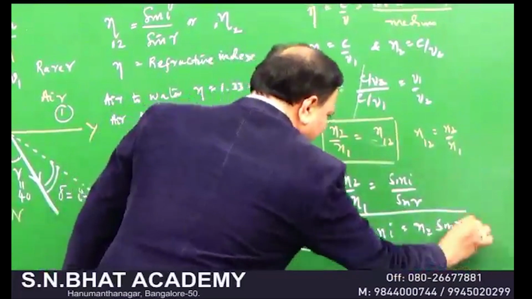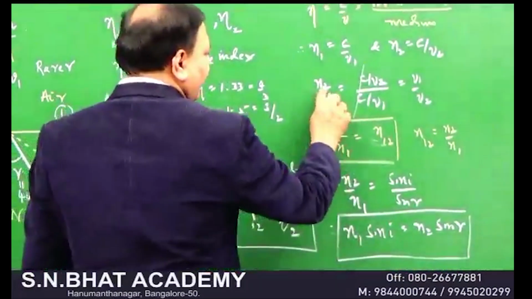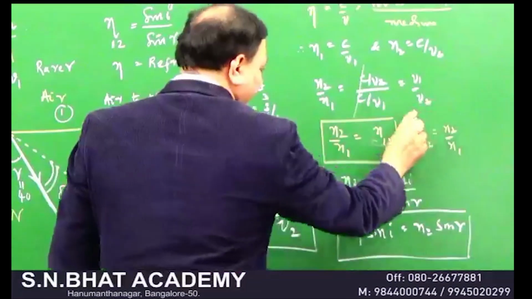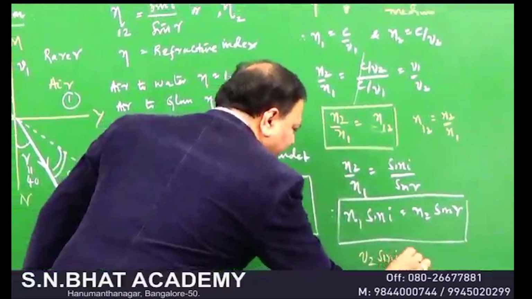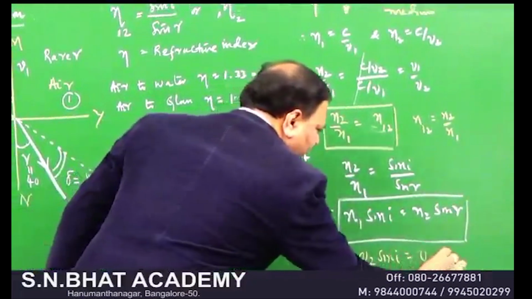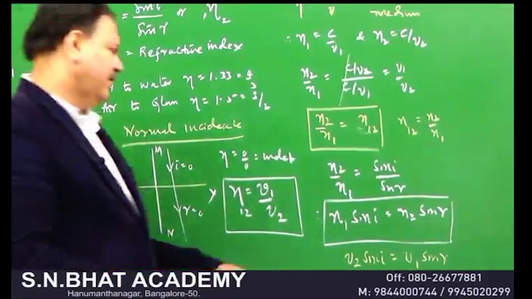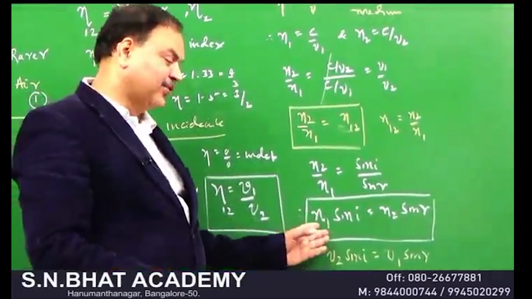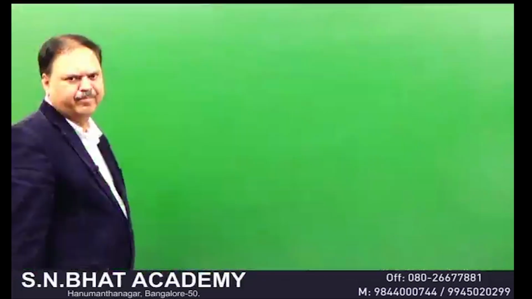It's more fundamental. The same thing can also be written as, you know that, wherever n2 is there, it is v1, and in the place of n1 it is v2, and therefore you can write v2 sine i is equal to v1 sine r. And you remember, it's very important, it is also called the other form of Snell's law. It's very, very important.